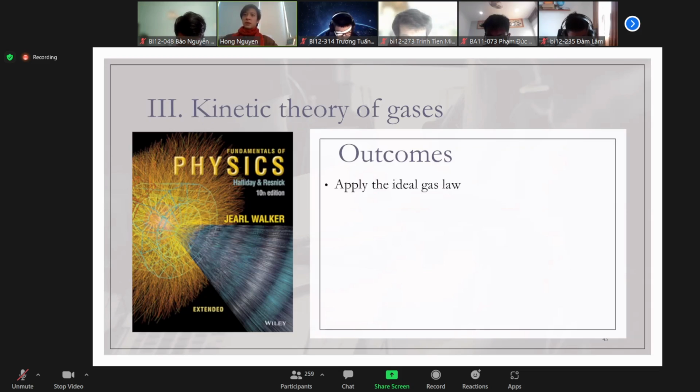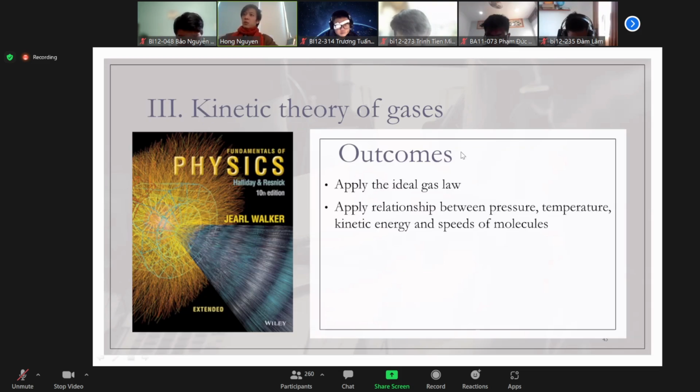So in this part, we should be able to apply the ideal gas law. We should also apply the relationship between the pressure, the temperature, the kinetic energy, and the speed of molecules. So here we try to relate the macroscopic properties, so we have pressure, temperature, and so on, to microscopic properties, speed of molecules, kinetic energy, and so on.